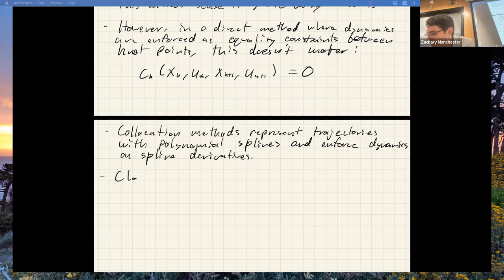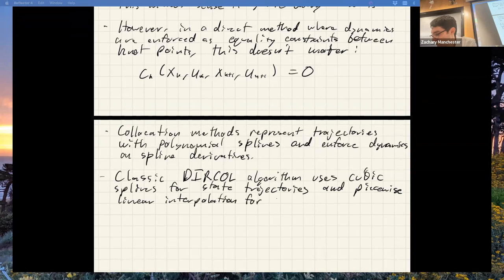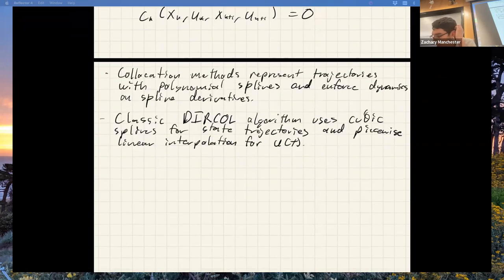And the classic Hermite-Simpson algorithm, which we're going to do, which is very widely used, uses cubic splines for the state trajectories, and piecewise linear interpolation for the u's. So that's what we're going to talk about.